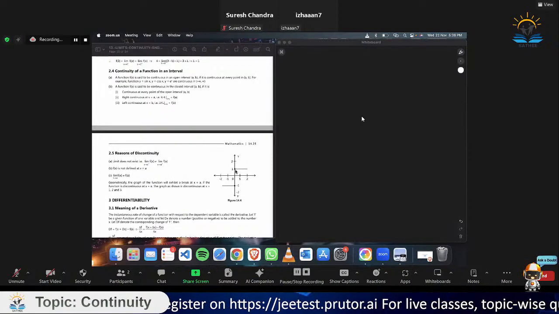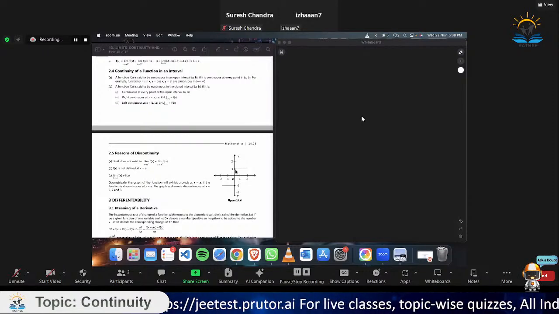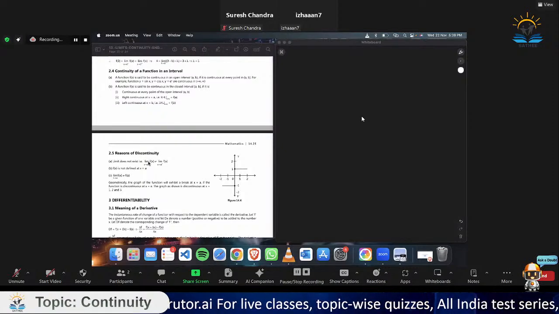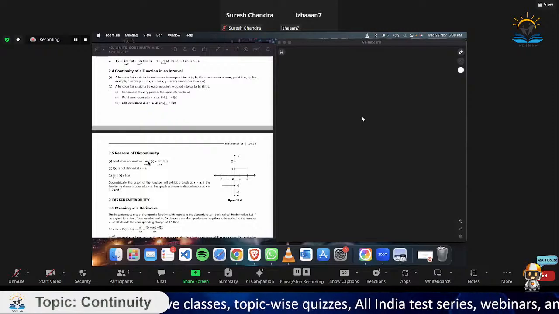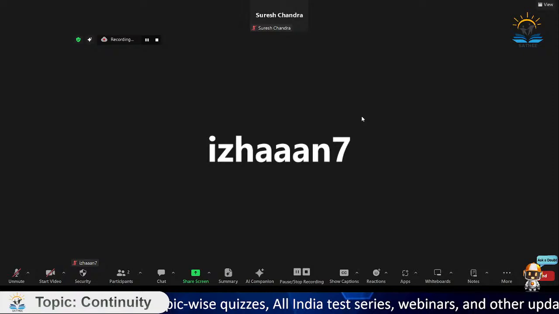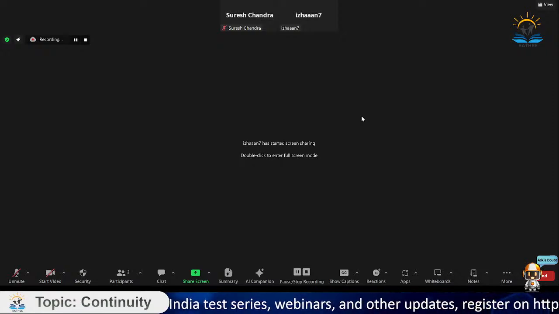Now, first condition is this. Second condition is that f(x) will simply not be defined at x equals a. There will be no graph at x equals a. That is simply enough. So that is how you can say that f(x) is not defined at x equals a, and you can say that the graph is being broken at that point.